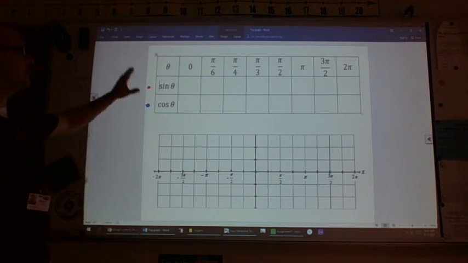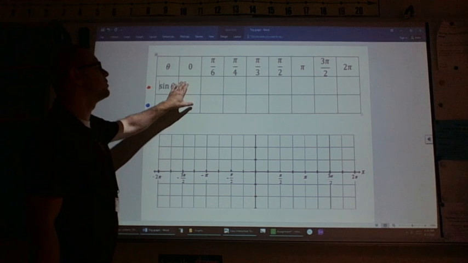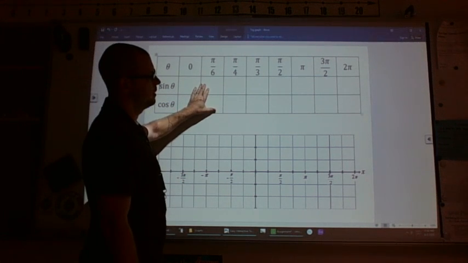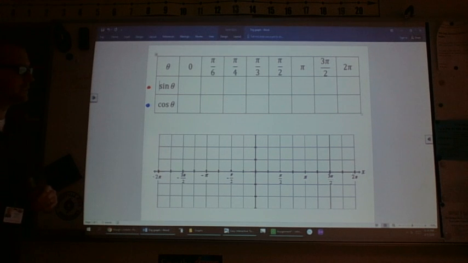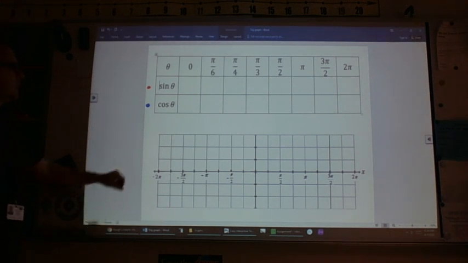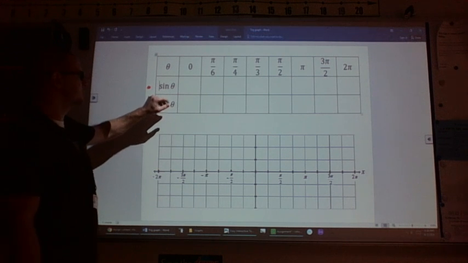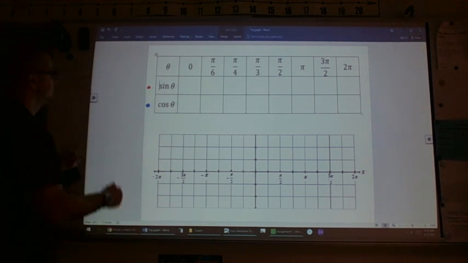And we're going to start by filling out this table which goes with the unit circle. And then we're going to plot those points on our rectangular grid to see what they look like. So let's do the table. Sine is going to be first. We're going to do that in red.